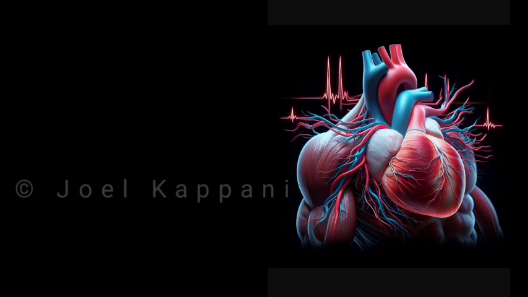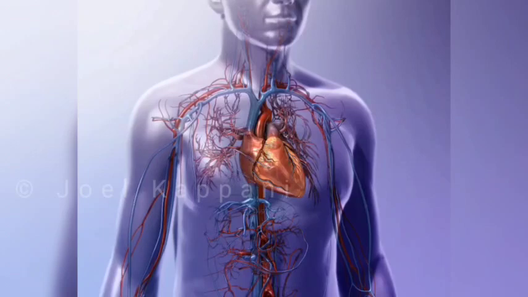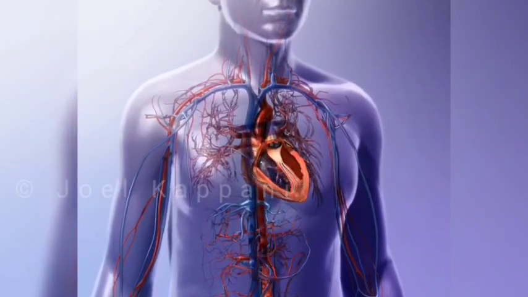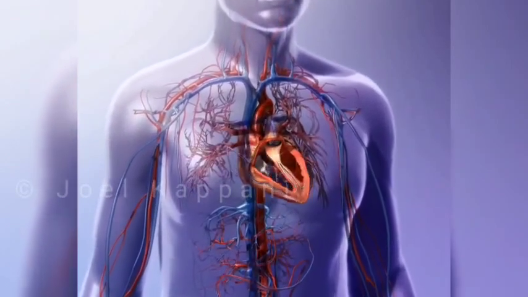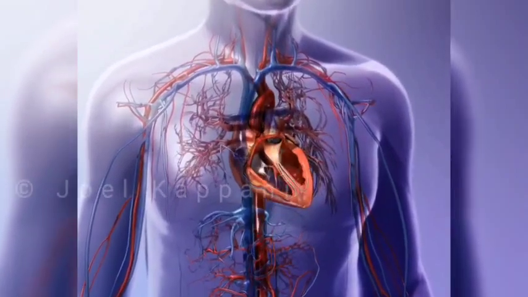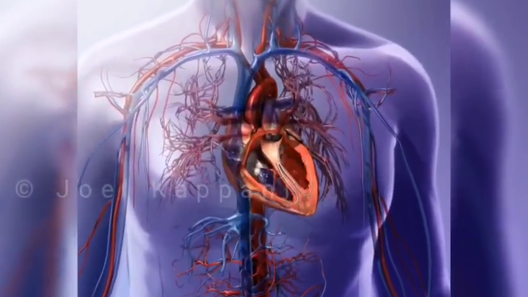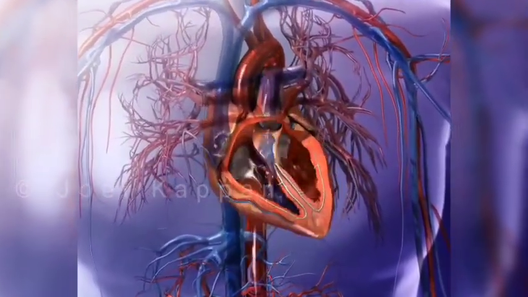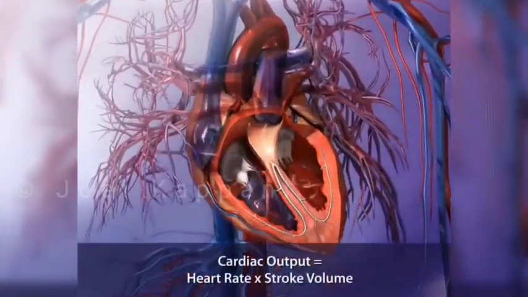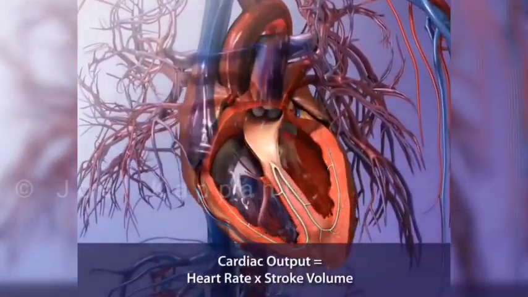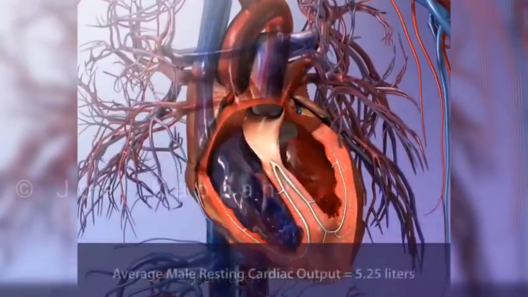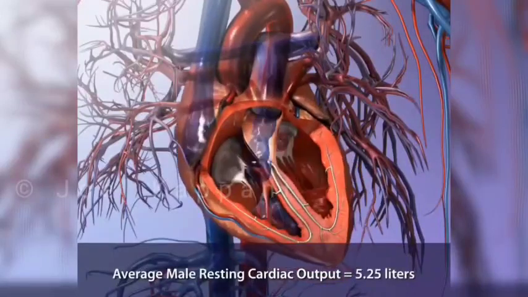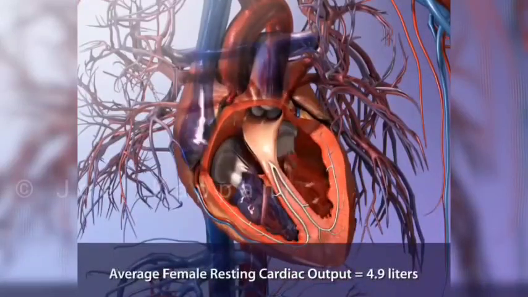Cardiac output. Stroke volume is the amount of blood a ventricle pumps out in one contraction. Cardiac output is the volume of blood that each ventricle ejects every minute. To find the cardiac output volume, multiply the number of heartbeats in 1 minute by the stroke volume. At rest, the cardiac output for an average adult male is about 5.25 liters, 4.9 liters for an adult woman.